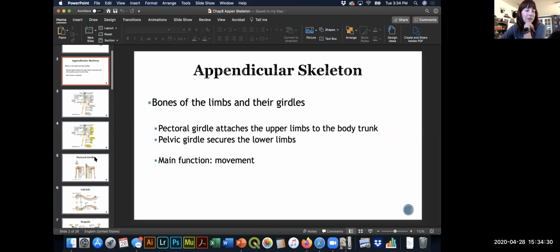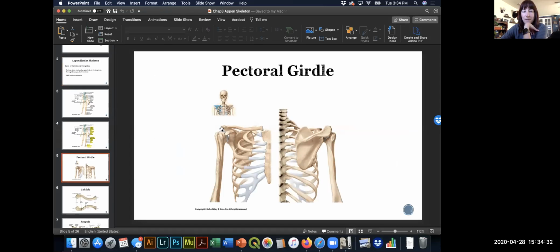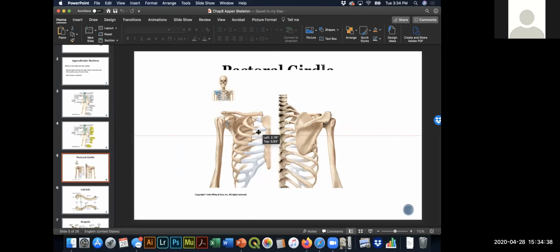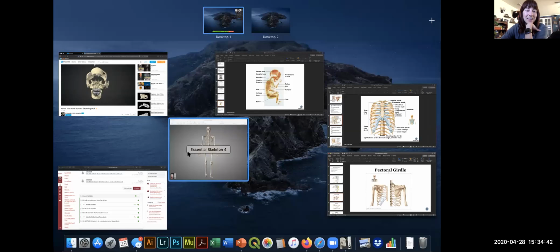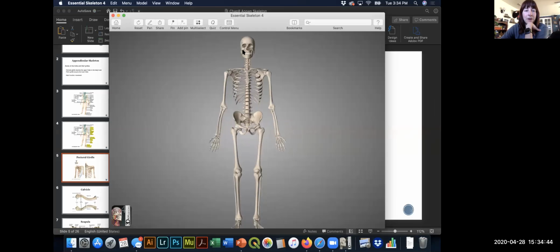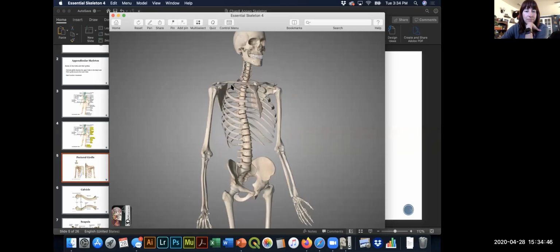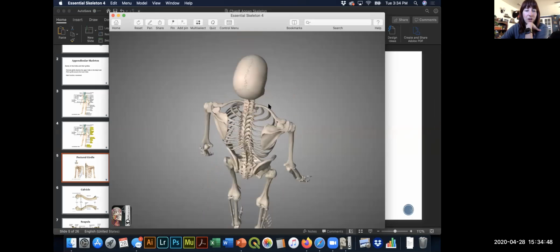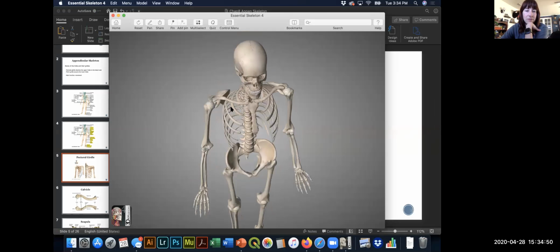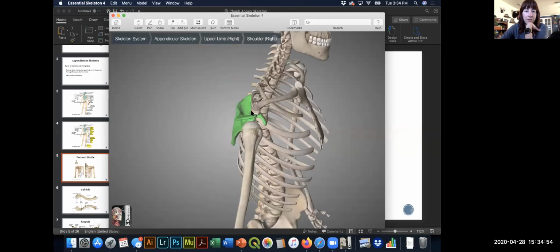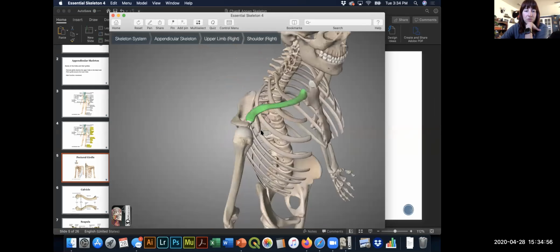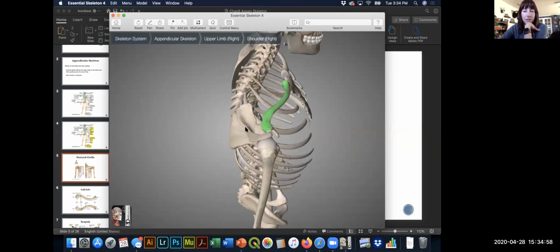Okay, so that was your axial skeleton, right? Your appendicular skeleton includes your pectoral and pelvic girdles, right? I wanted to spin that. You just see me trying. Oh, how's that? Okay. Your pectoral girdle has 2 bones, your scapula and your clavicle. Those are your pectoral girdle.